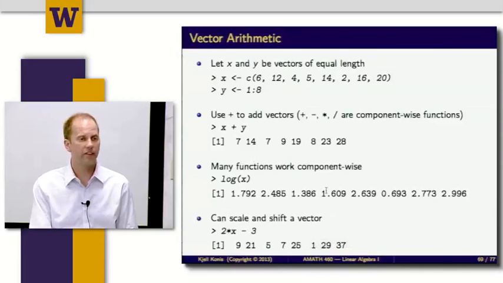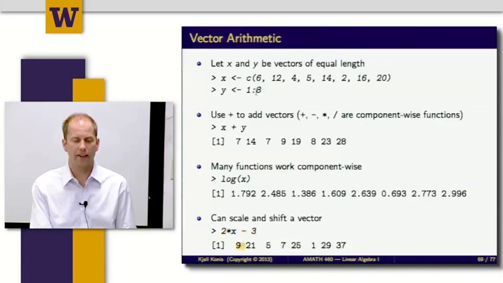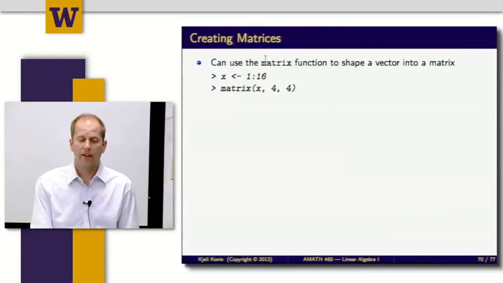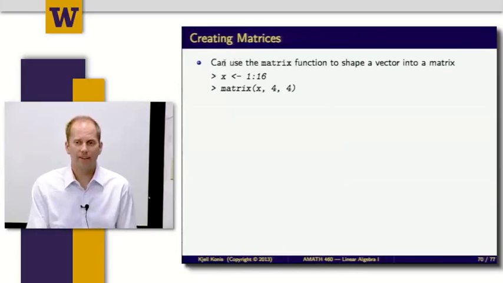And then I can also scale and shift a vector. So if I have a vector of length 1, or I'm going to think of it as a scalar, and I use the star, so multiplication, this is going to be interpreted as 2 times each element of x. And then when I subtract a vector of length 1, that's going to be the same as subtracting a scalar. So I think of this as 2 times each element of x, and then each of those elements minus 3. So if I run this command, I'm going to get 9, and that's just 2 times 6 minus 3. 21 is 2 times 12 minus 3, and so on. And now that's sort of my brief introduction of vectors.